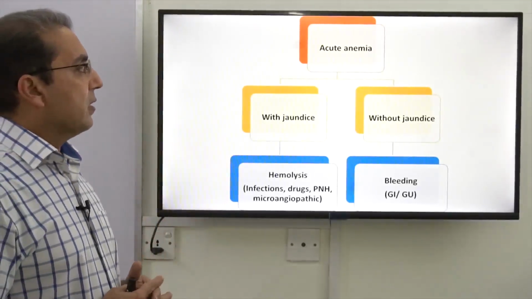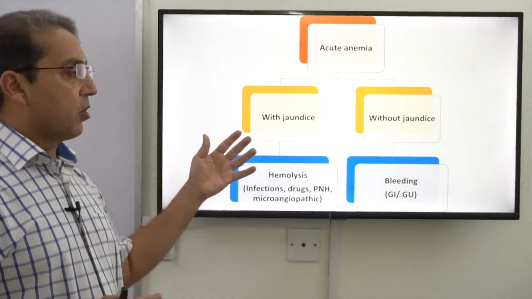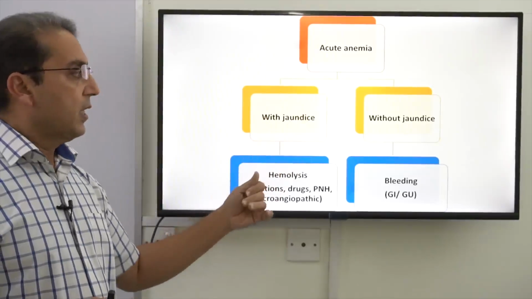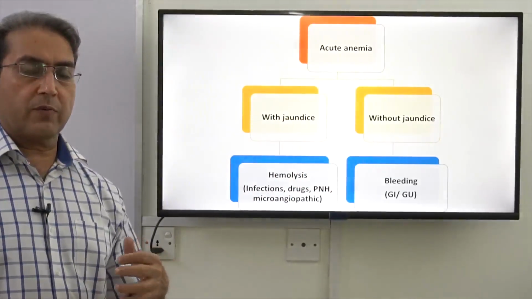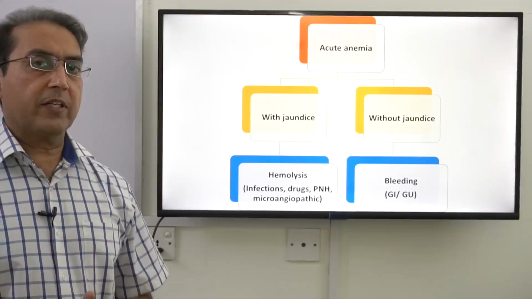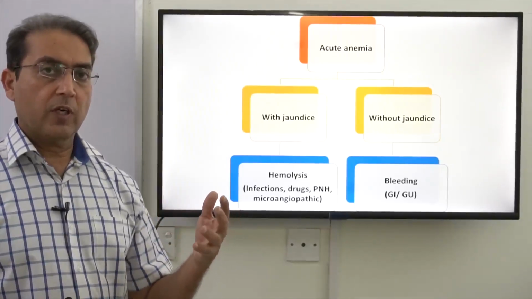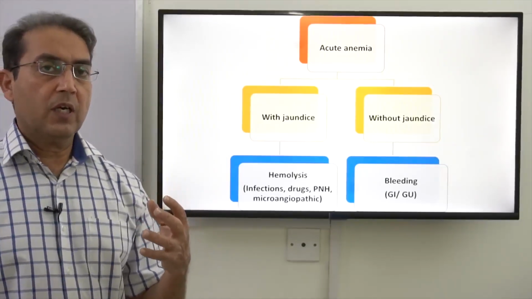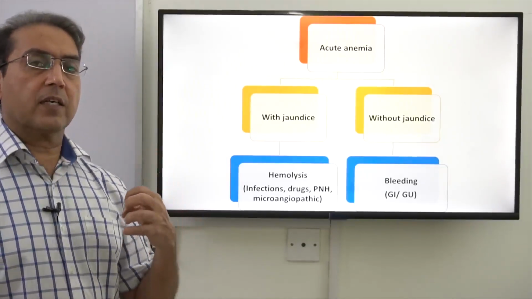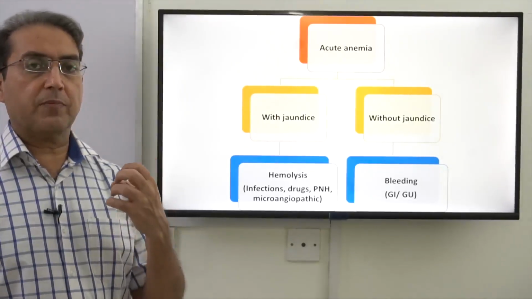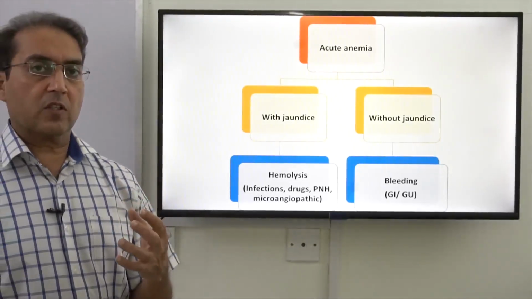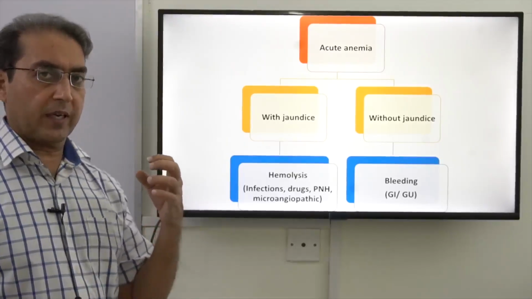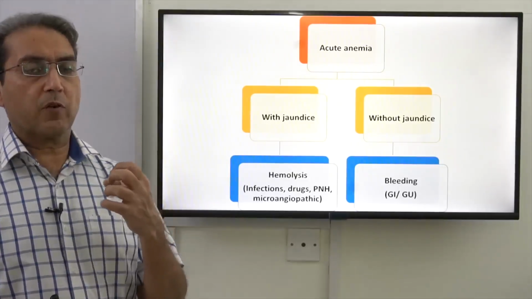Then acute anemia, as we said, may be with jaundice, or it may be without jaundice. The anemia without jaundice is usually because of bleeding. So acute anemia which develops without any jaundice is usually because of bleeding. The bleeding most often is from the GI tract. It's either esophageal varices, peptic ulcer bleeding, or bleeding because of the ulcers of reflux esophagitis. The patient may be bleeding from gastric cancer. The patient may be bleeding from hemorrhoids.